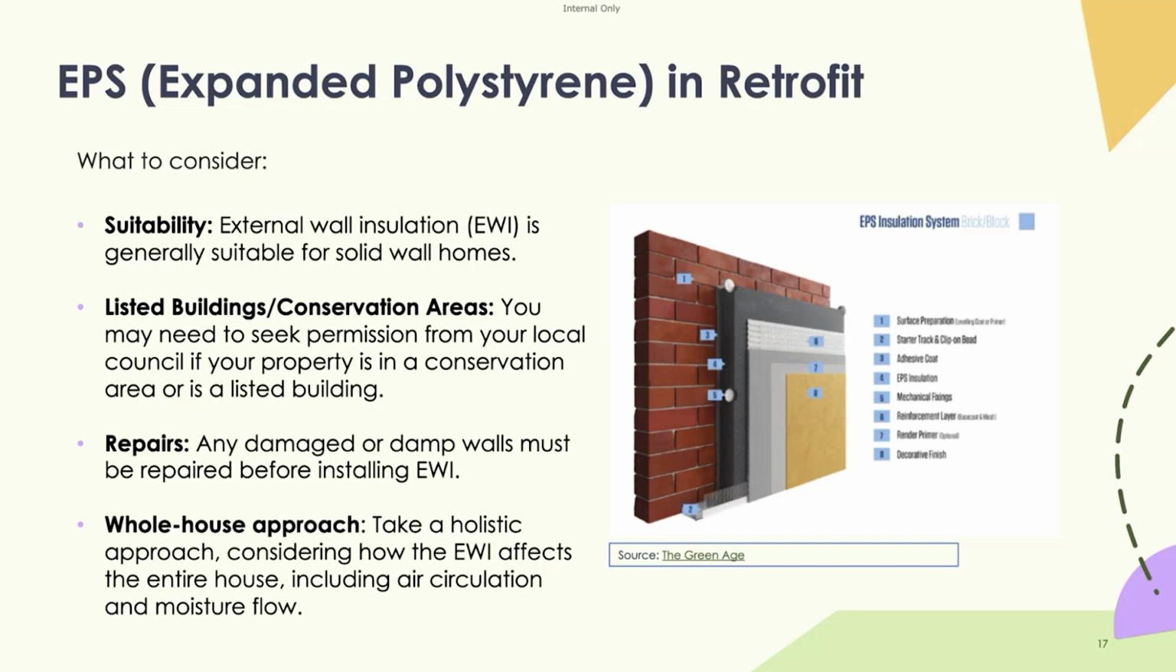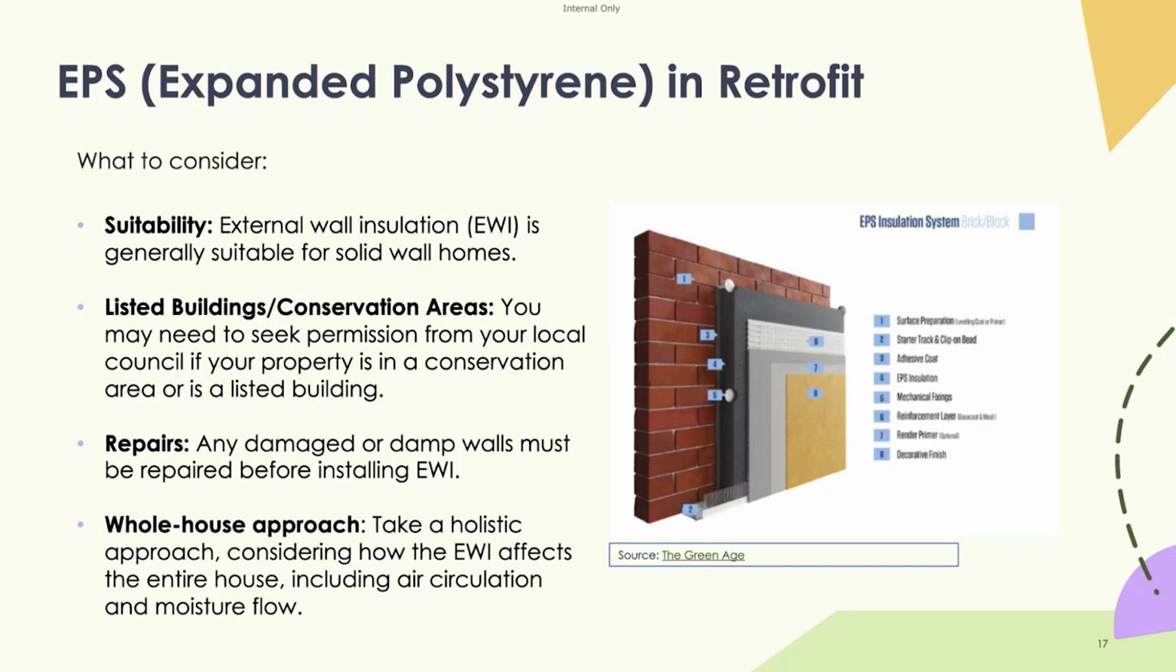So it's only really suitable for solid wall homes. So again, you need to make sure that you've done your analysis during your retrofit assessment and make sure that you have a solid wall construction, and therefore you'll be able to specify a product like this. But it's not always straightforward.